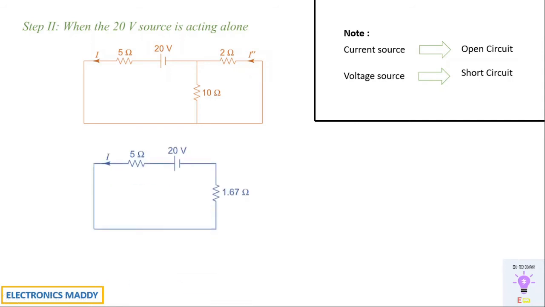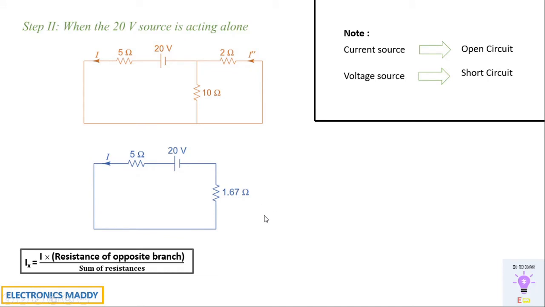So we'll be further simplifying this. Again, 2 ohms and 10 ohms are connected in parallel. The voltage source is represented as a short circuit in this manner. So we'll be getting the value of the resistance as 1.67. You can see 5 ohm and 1.67 are connected in series. The value of I can be simply found out directly. I is equal to 20 by 5 plus 1.67, that is equal to 3 amps. So the value of I is given by Ohm's law, that is V by R.